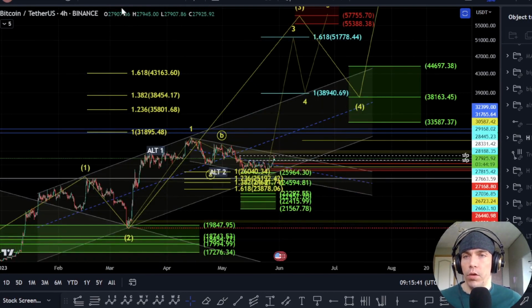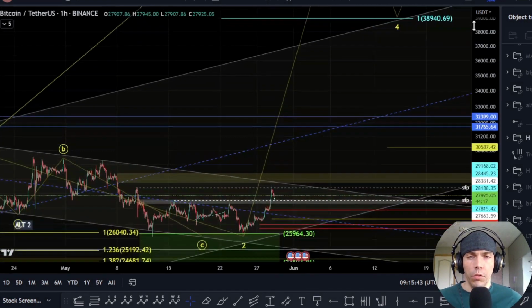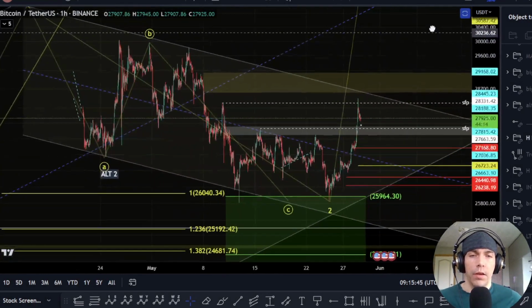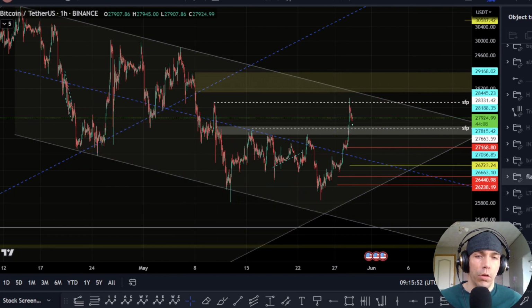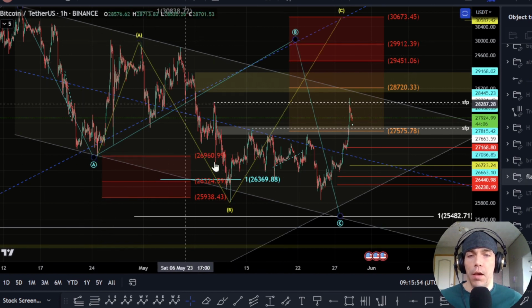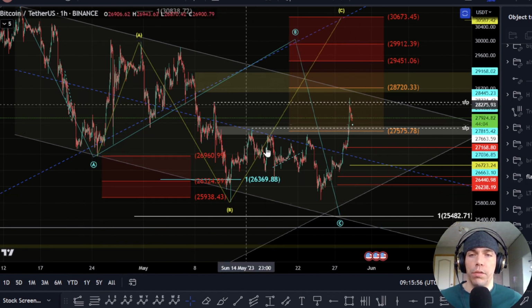Now, we also talked about the potential of a flat correction within this zone, so we need to just be cautious of that. It is still technically possible that we could see this play out as an A, a B, and then this whole move is still a flat here.